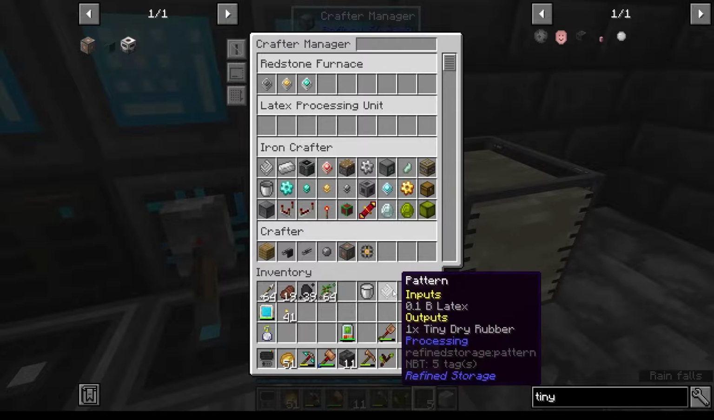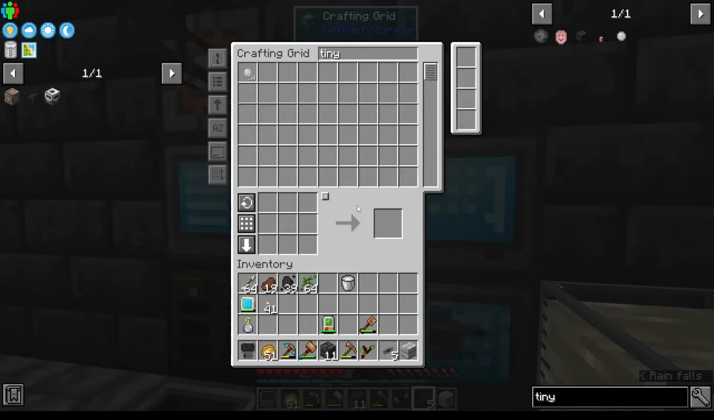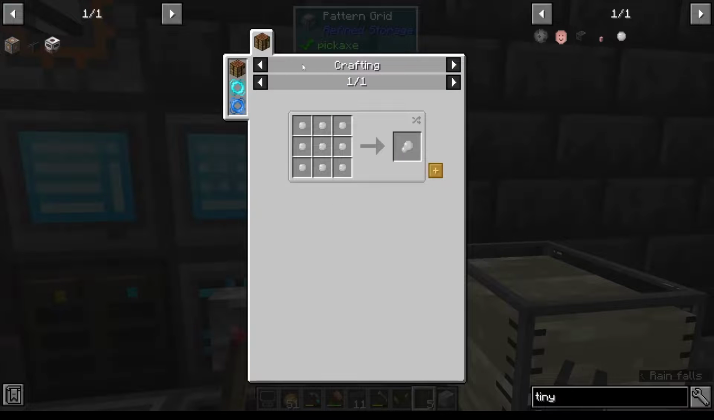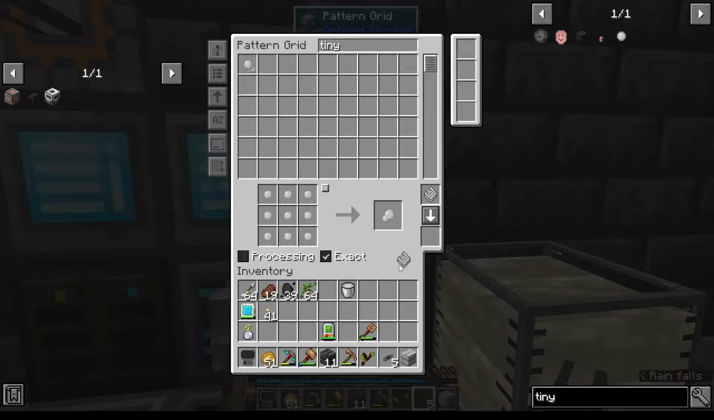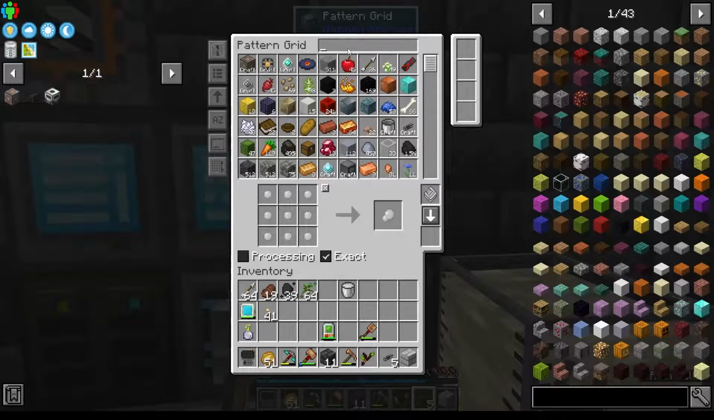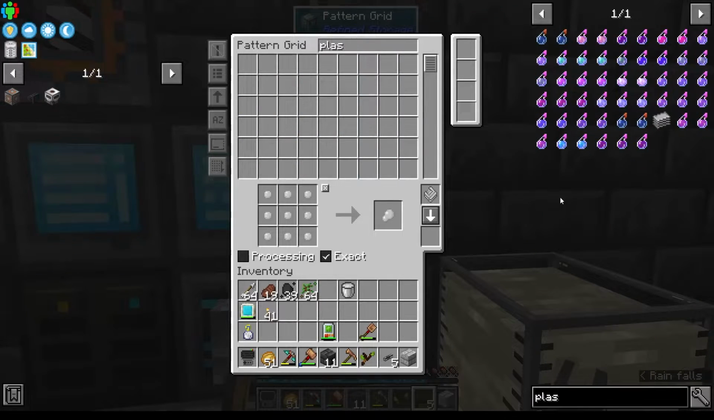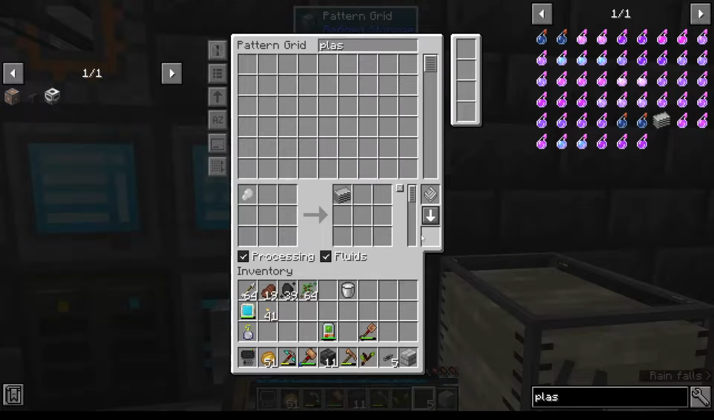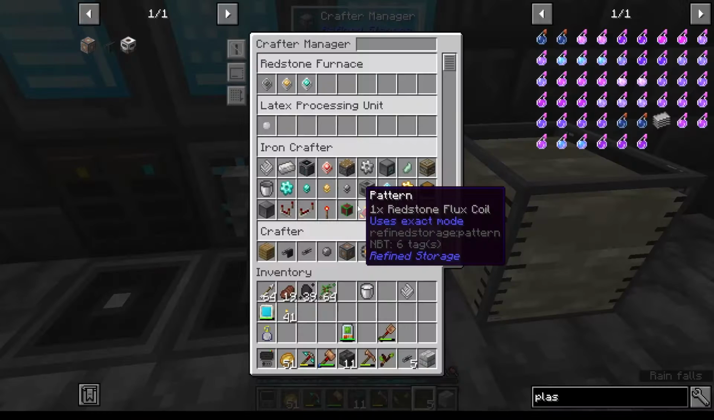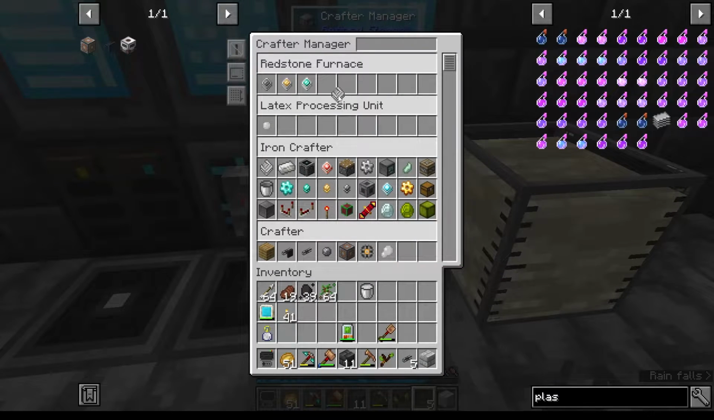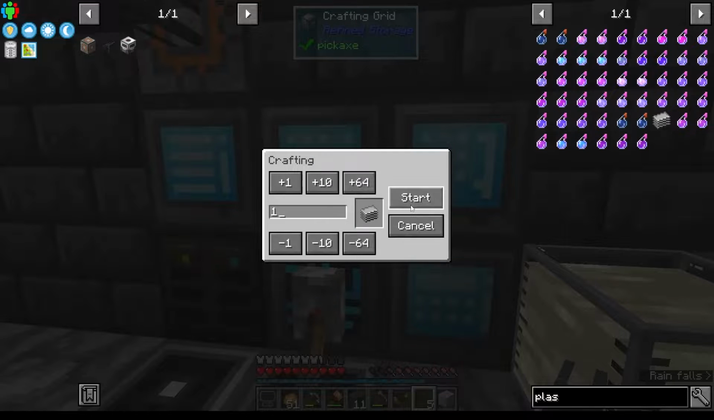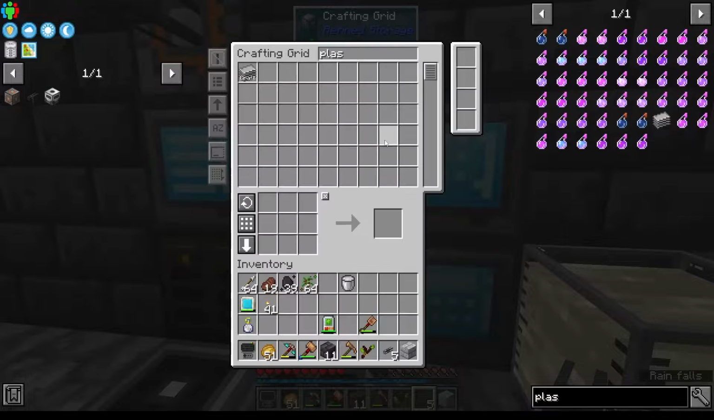So in the crafter manager, there's that. Then we can teach it to make this from dry rubber. And then we can teach it to get plastic by cooking dry rubber. And there's the last of our patterns for now. So this can go in the furnace. And I'd like to make some plastic. So let's do that right now.